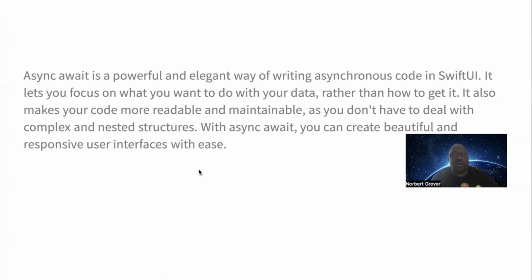Async await is a powerful and elegant way of writing asynchronous code with UI, so that you focus on what you want to do with your data rather than how to get it. They're talking about Combine. You focus on how to get it. It also makes your code more readable and maintainable as you don't have to deal with complex and nested structures. With async await, you can create beautiful and responsive user interfaces with ease.